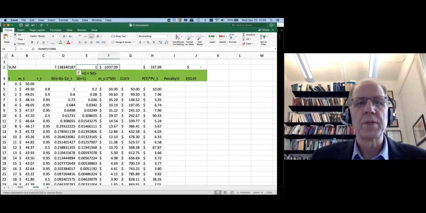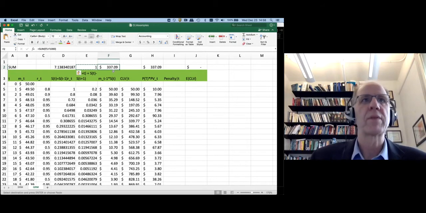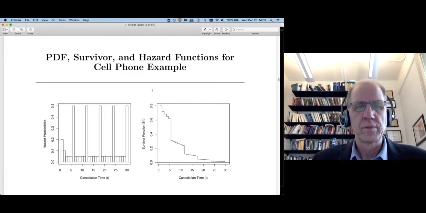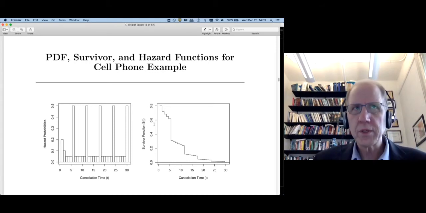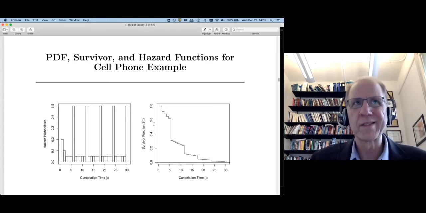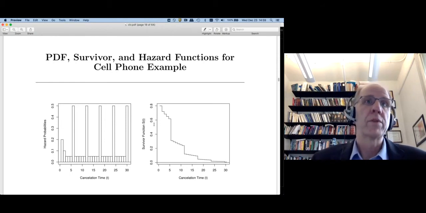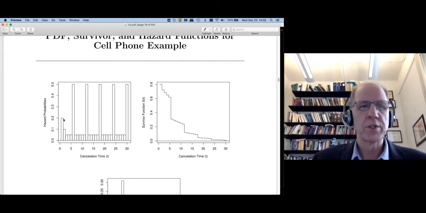Well, a more precise number would be $337, but that mean gets me in the ballpark. So if we go back to the course packet, I hate the graphics in Excel. I've graphed these functions. These are the types of functions that you're going to get from good survival analysis software. So survival analysis software will provide you with the hazard function, and here's our hazard function.